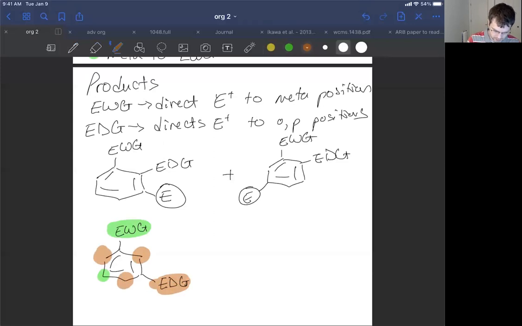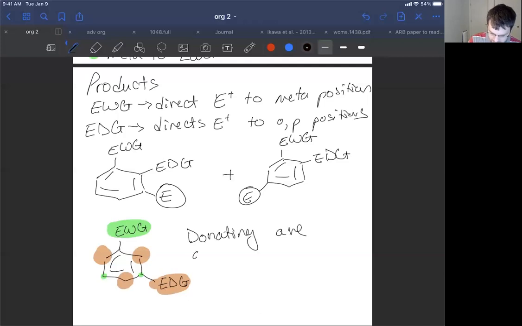I'm going to take some off that green dot. Oh, that's super convenient. Okay, cool. So I'm going to make that green dot nice and small. So there's the positions where the green dot is directing, and then the red positions are the ones where the donating group is directing.